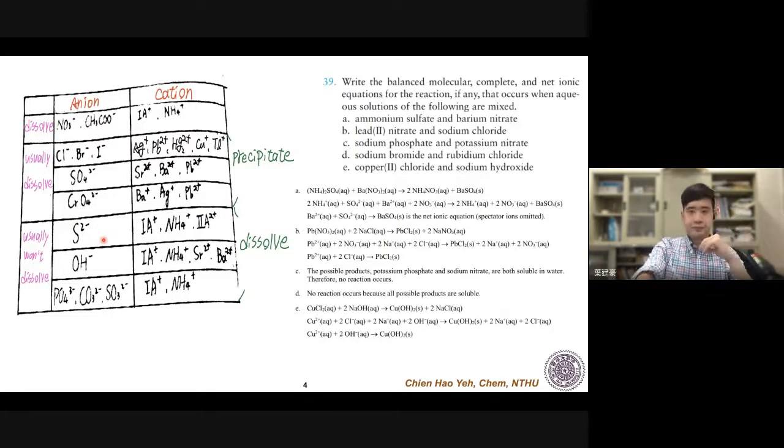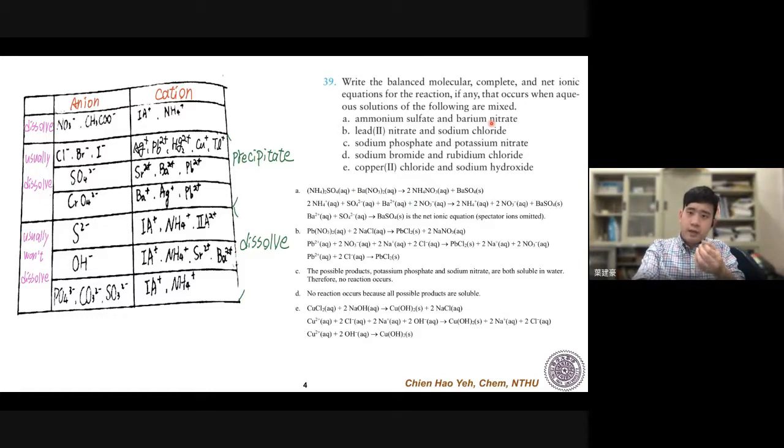Okay, so next one. Problem 39, write the balanced molecular, complete, and net ionic equation for the reaction, if any, that occurs when aqueous solutions of the following are mixed. So basically over here, it says all of these are aqueous solutions. That means all of the compounds over here can be dissolved in water. So when you're thinking about this kind of problem, in each section, first you have to see what these compounds are and what anions and cations they will generate inside of this cup of water.